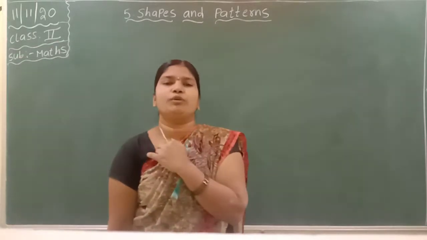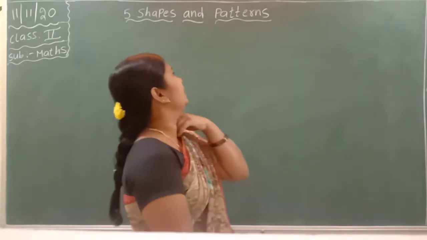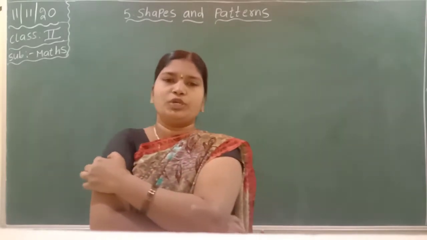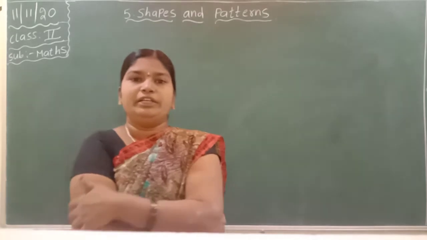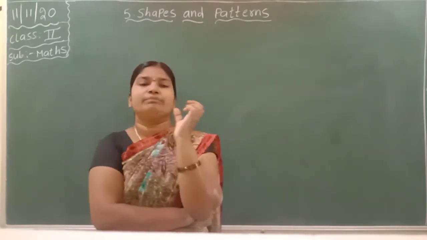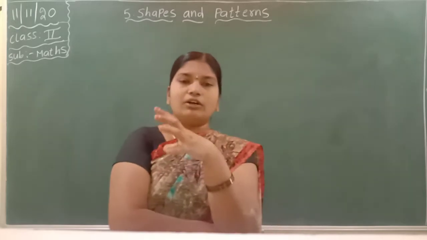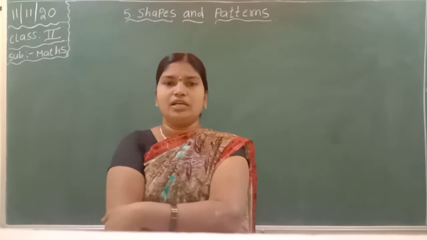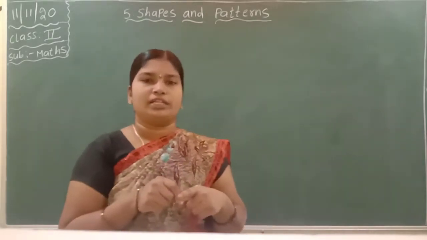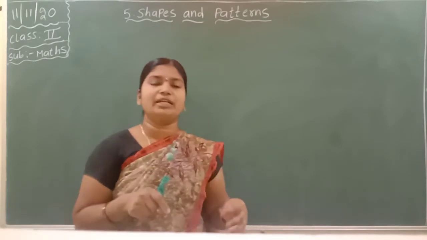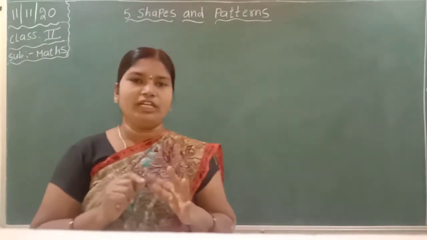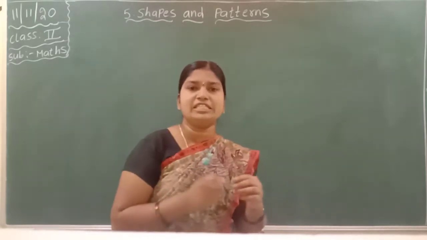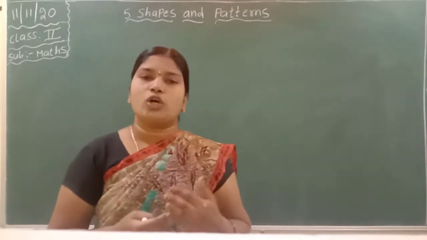Today we are starting a new topic, that is shapes around us. Shapes and patterns. First of all, what do you mean by shape? Do you have any idea about the shape? If we take any one object, that object is in a particular shape. The shape is nothing but the outline of the given object. Here we have two types of shapes, that is flat shapes and solid shapes.